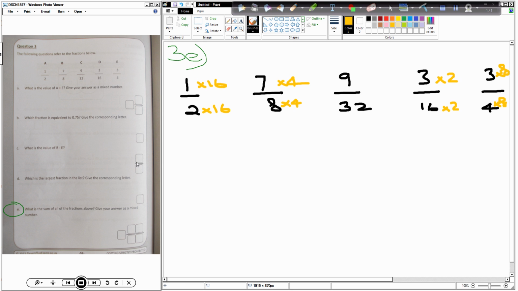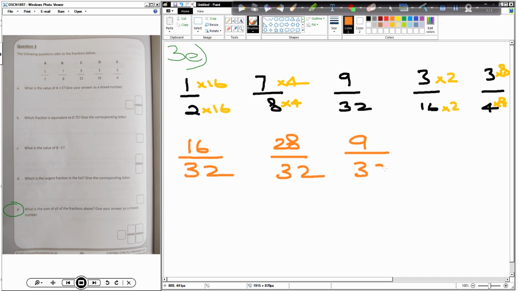Okay, times by 8. Right. So let's write down what we have here now. So that'll give you 16 over 32. That'll give you 28 over 32. That one stays as it is because it's already in 32s. That one becomes 6 over 32. And that one becomes 24 over 32. If you see any wrong numbers, please point it out straight away. And now what we can do with all these fractions?